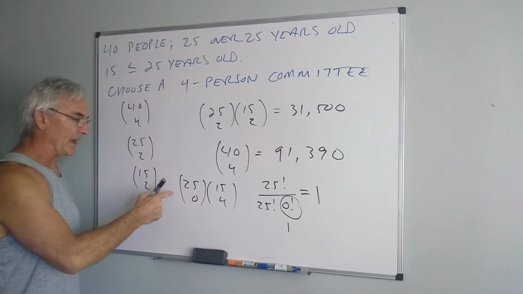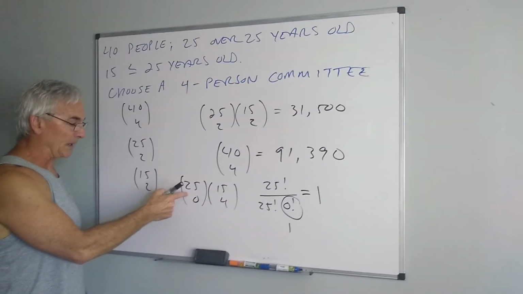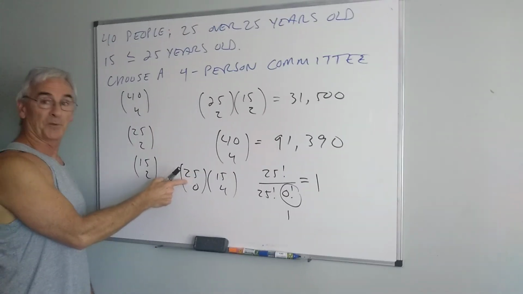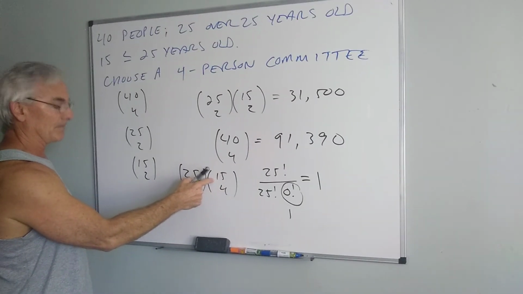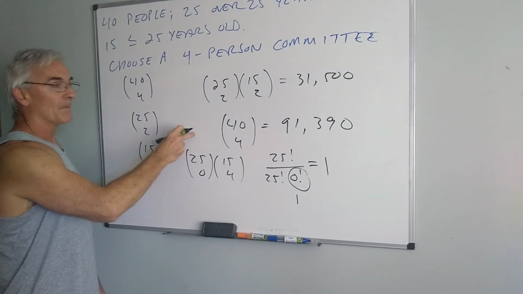There is only one way I can have a committee where there's 0 people from this group, and that is to have 0 people from this group. Whereas the other one, it would be 15 choose 4. Okay? And therefore, that's combination.